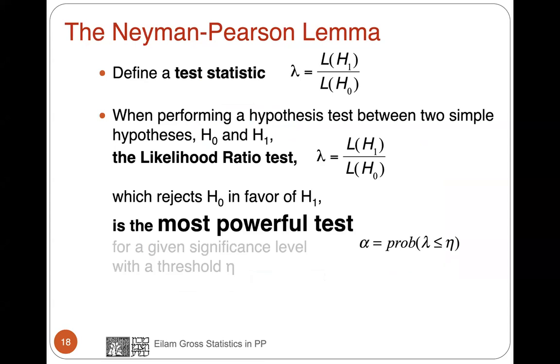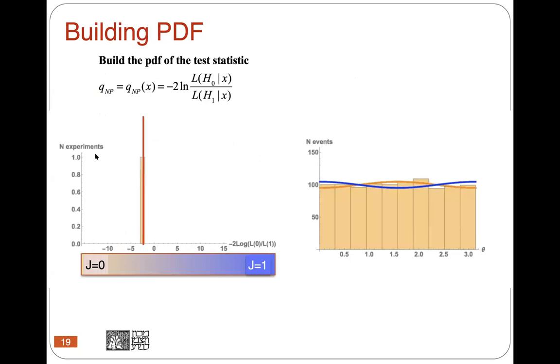So to do this, we define, and in this example, I define what I call the Neyman-Pearson test statistic, which is the likelihood ratio of one hypothesis with respect to the other. There is a lemma by Neyman-Pearson that says that this is the best, the most powerful test statistic. I will not go into what it means. It doesn't really matter at this point. It means that it's powerful, and we'll see in a second what it means.